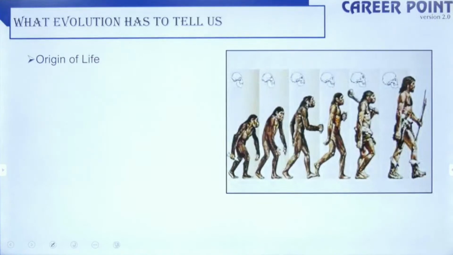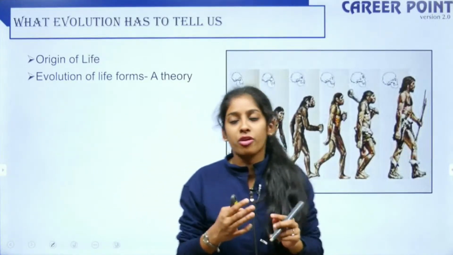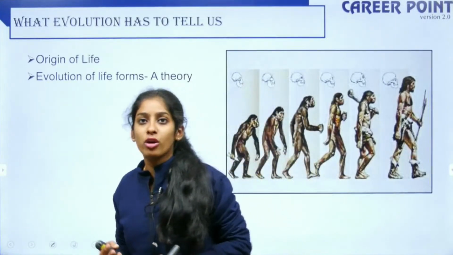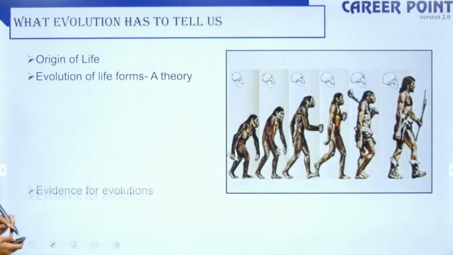First we are going to talk about the origin of life. Where did life originate initially on earth? And evolution of life forms, a theory. What are the different theories that support the origin of life on earth, whether it came from dead decaying matter, or whether it came from organic molecules. That is what we talk about in the evolution of life forms, a theory.